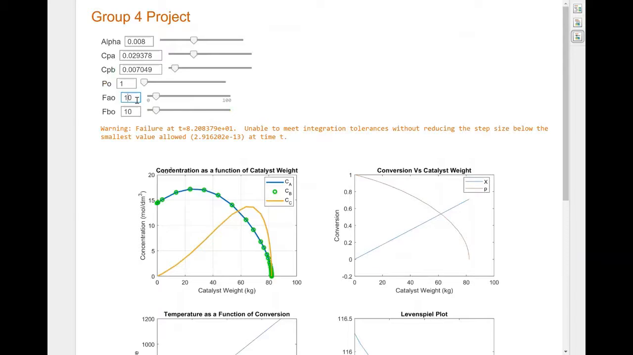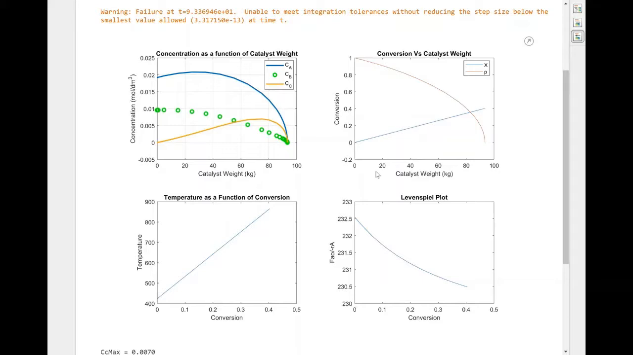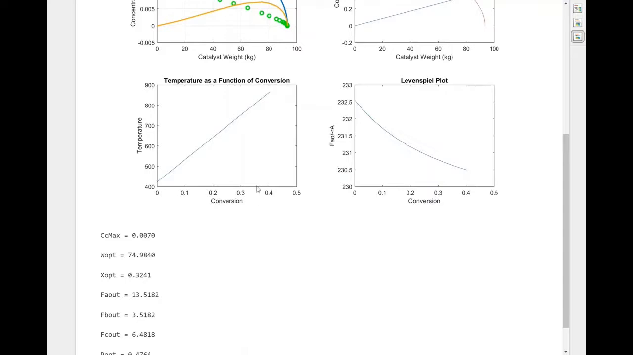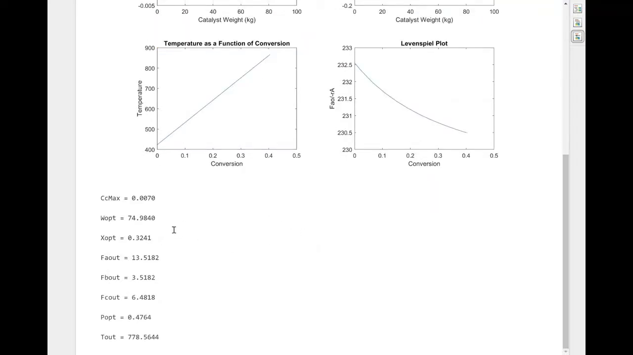Lastly, let's alter the feed ratio of A to B, starting with doubling A. As expected, the concentration of A is much higher than it is of B, but it is also higher than the concentration of our product. The conversion is also very low comparatively. We are not using all of the catalyst weight, which is great. However, our optimal conversion is only at 32%, which is not great. About twice as much A is leaving the reactor compared to our product.